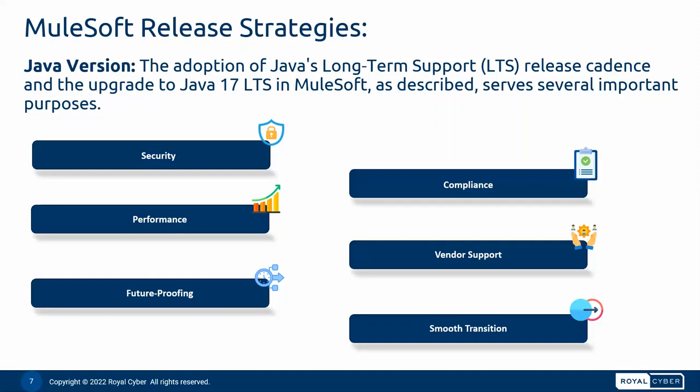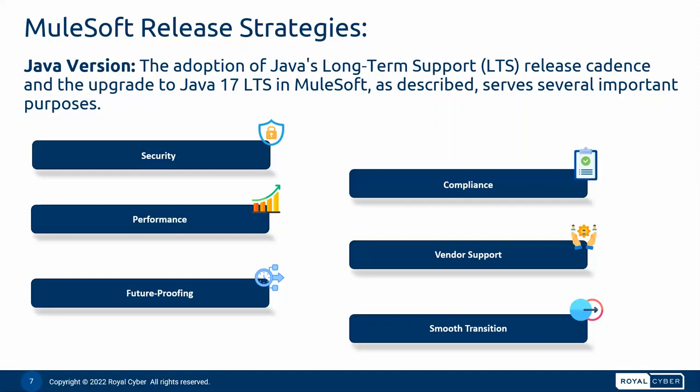For users on currently supported Mule version or those upgrading to Mule version 4.6, there is no immediate impact. Existing Mule applications running on Java 8 will continue to operate on Java 8 until February 2025.